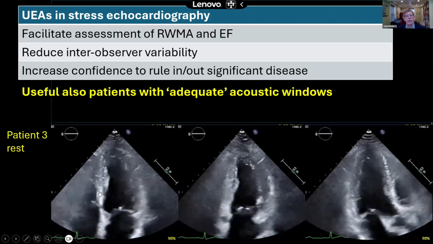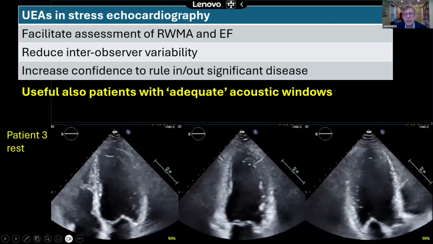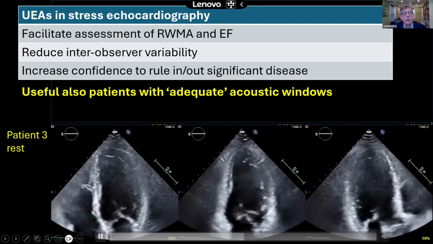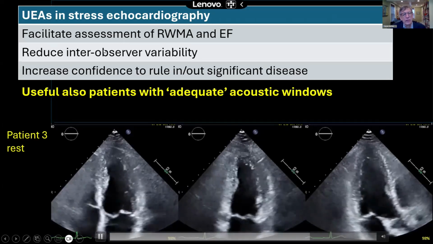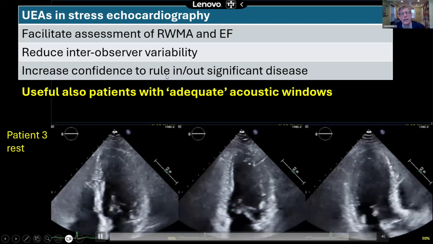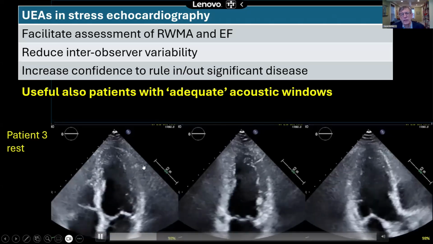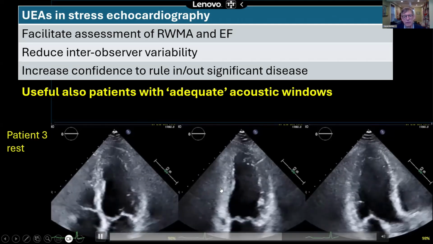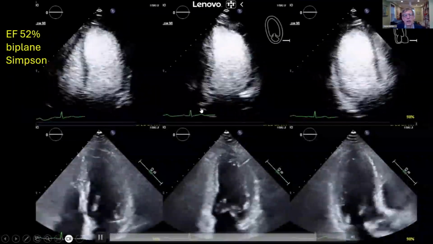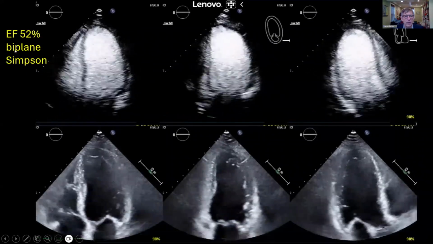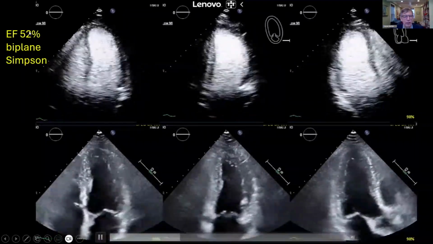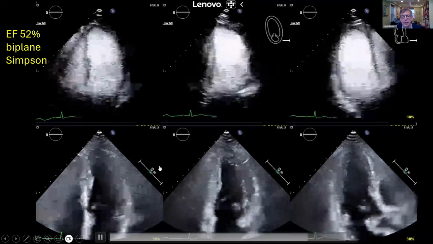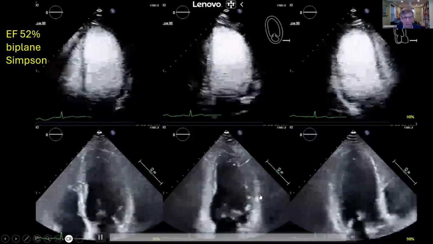So I want to conclude about the use of ultrasound enhancing agents in stress echocardiography. Hopefully, I have shown you that they facilitate the assessment of regional wall motion abnormalities and EF, reduce the inter-observer variability because the quality is so much better, and increase our confidence to rule in or to rule out significant disease. And this is just another example, 3 apical views where probably all of us would say this is normal. This is certainly normal, but it's not completely normal. When you measure the ejection fraction, this is a lady, then you are already in the borderline zone, or in principle, it's already mildly reduced. And this is because it's so much easier to see everything of the ventricle. And what we think is the border here is not the real border.